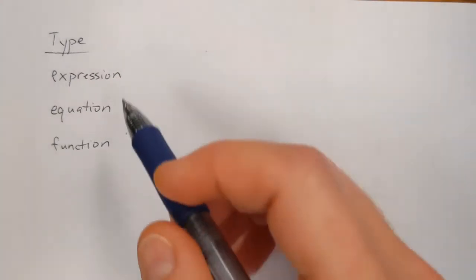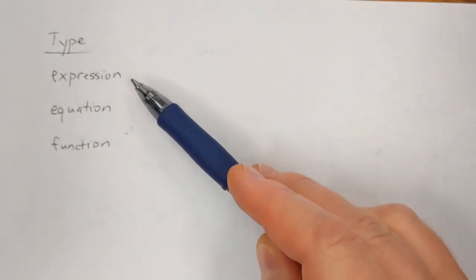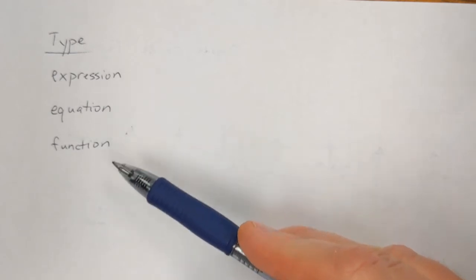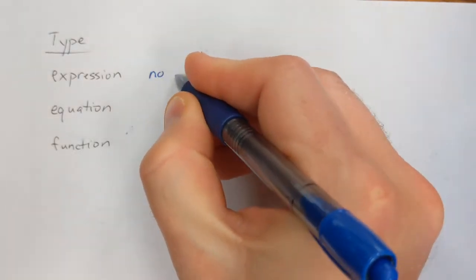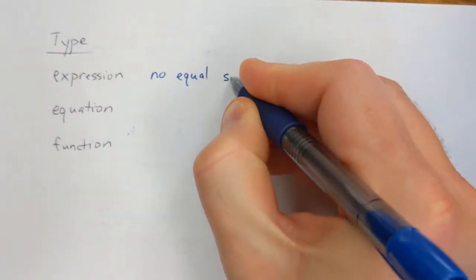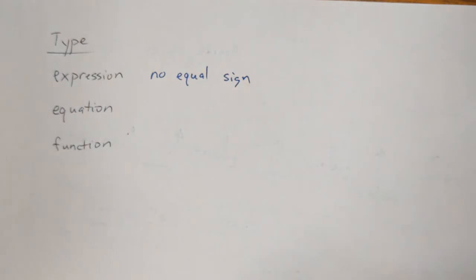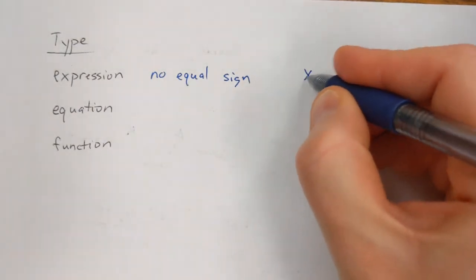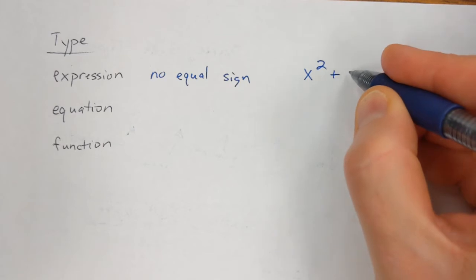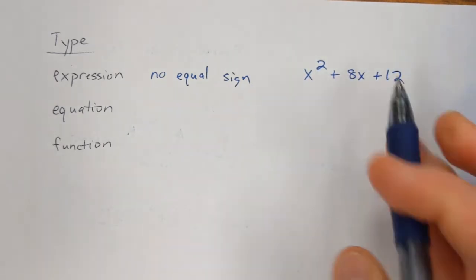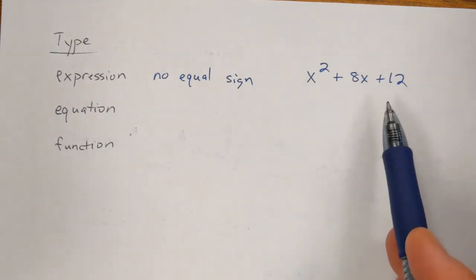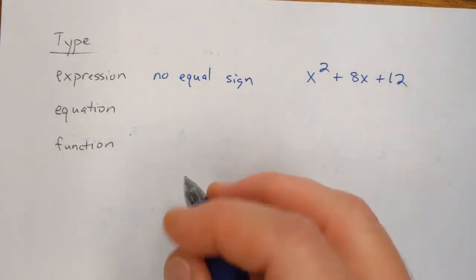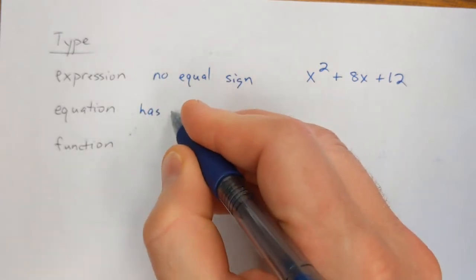All right, and then lastly, you can also name a polynomial by its type. There are 3 types of polynomials: an expression, an equation, and a function. Now an expression has no equal sign. As an example, if I had x squared plus 8x plus 12, and that was it, and there's no equal sign, this is called an expression. Now compare that to an equation. An equation has an equal sign.